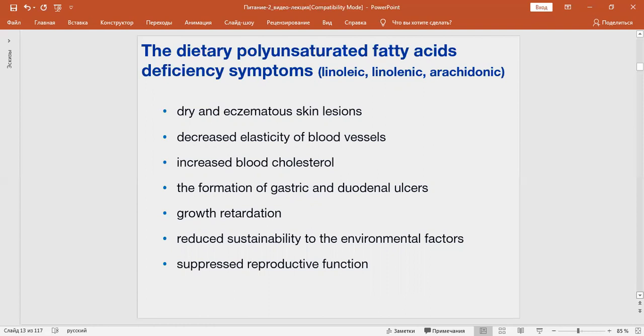Because polyunsaturated fatty acids are structural elements of cell membranes, the deficiency leads to dry and eczematous skin lesions, decreased elasticity of blood vessels, and increased blood cholesterol. The formation of gastric and duodenal ulcers may occur. Also, there may be growth retardation, reduced resistance to environmental factors, and suppressed reproductive function, because the fatty acids ensure the normal development and adaptation of the human body to adverse environmental factors.